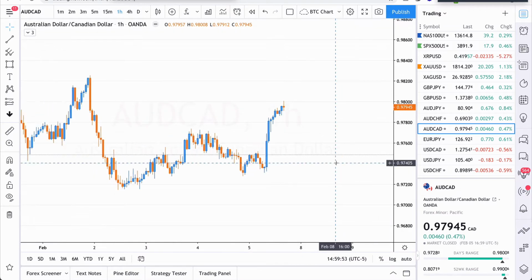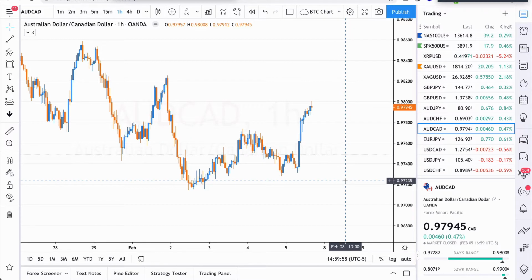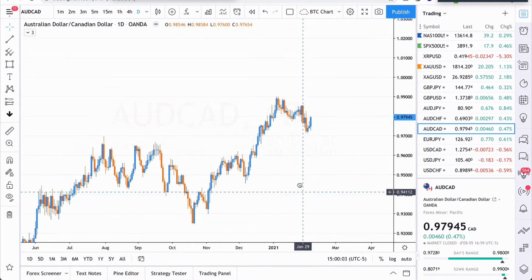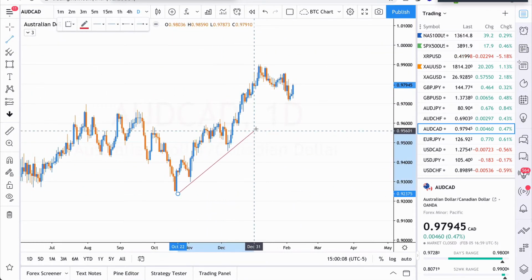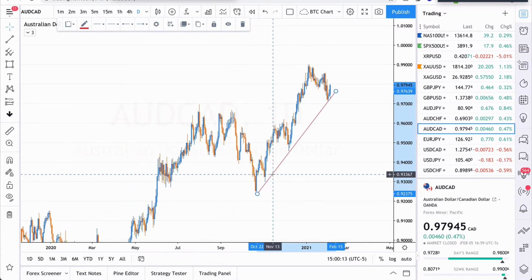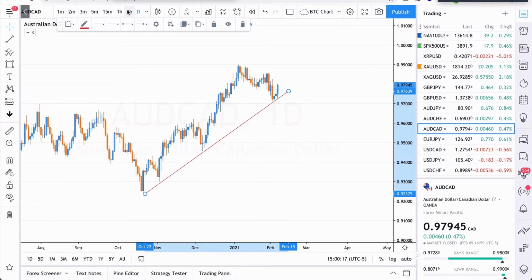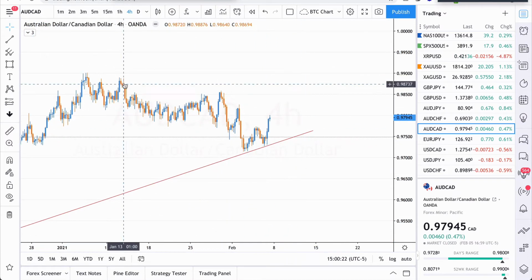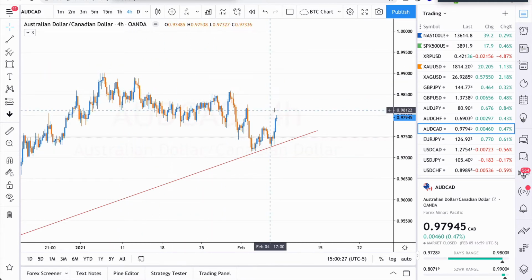I apologize, my markups for AUD CAD, because I was trading this on a binary, but we get to start fresh. So right now, as you can see, we are in an uptrend. I like this, but this is what I want you to look for here. Even though it's an uptrend, you are experiencing a downtrend within an uptrend.